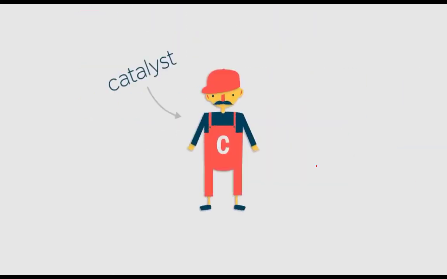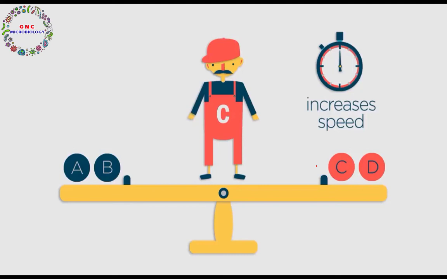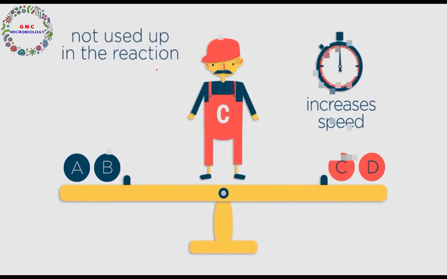So the catalyst is what? They increase the speed of reaction. They produce a product. Okay. So these catalysts actually do not get used up in the reactions. They only help in speeding up the chemical reactions.